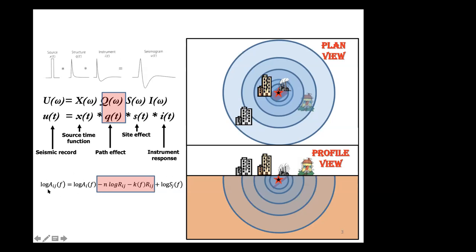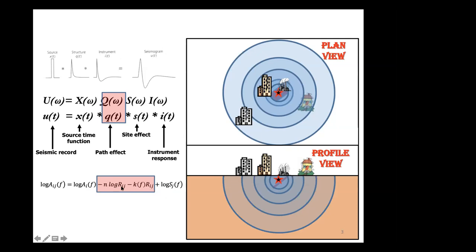And a very simple form of ground motion prediction equation, if you take a logarithm of this equation, would be something similar to that. On the left side, you have the logarithm of your ground motion parameter, your dependent variable. You have log A_i as a function of frequency, which is the source term. The i index is for earthquake, and the j index is for a station. So for one earthquake, you have one source term. Then you have your path term, which is composed of two different terms. One is geometrical spreading, and the other is anelastic attenuation. And finally, you have your site effect.